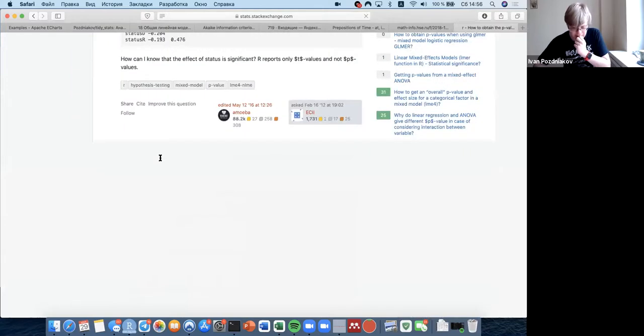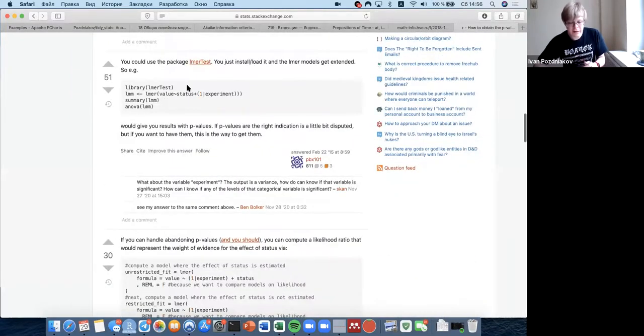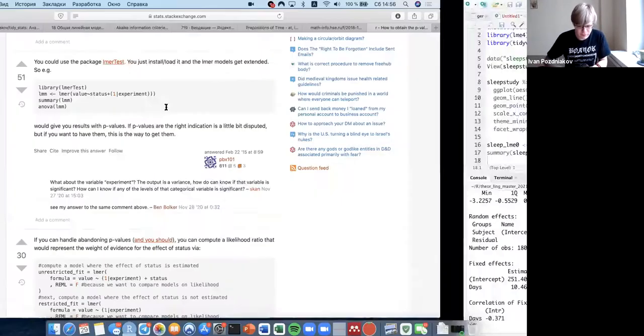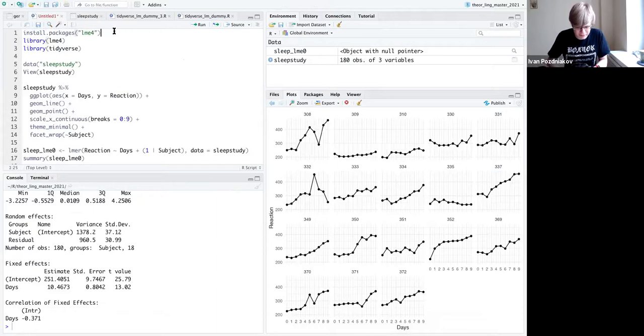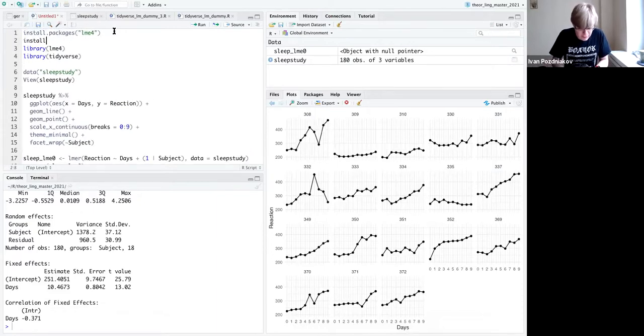And you can find the package lmerTest. Let's install it. Install package lmerTest.